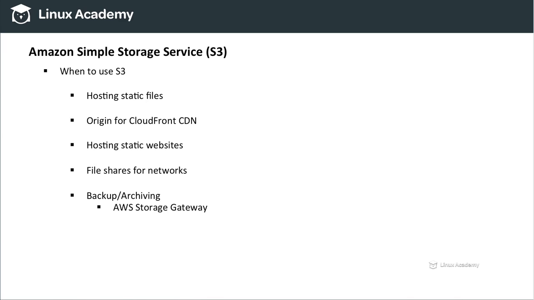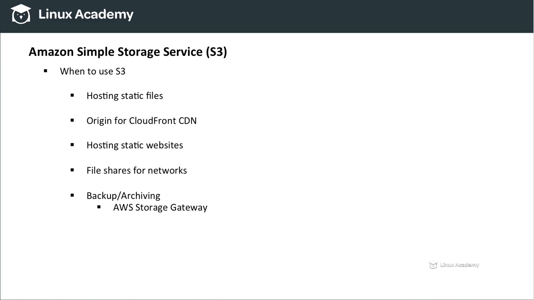We can host static websites. We can set up file shares inside of our EC2 instances for networks. Some applications actually use something called S3FS, which mounts S3 as a file system. Now, that is debatable, and one thing you need to think about as an architect is the latency of reading and writing. So that's just something that you'll have to test when you're designing applications.